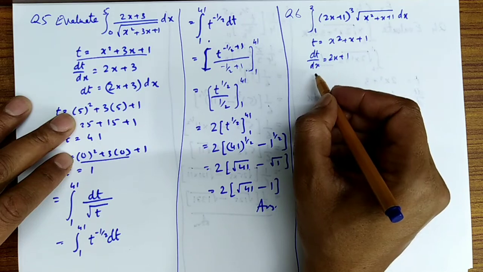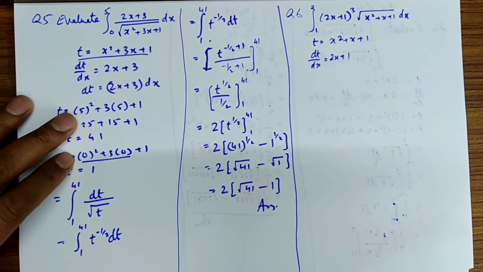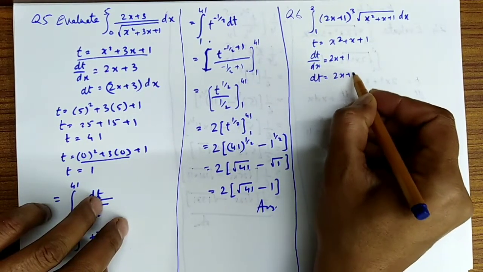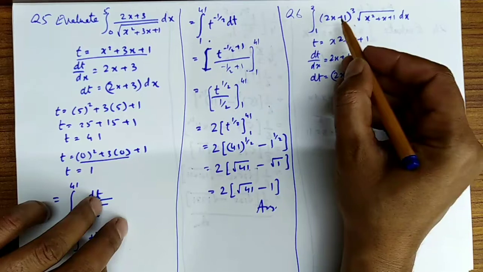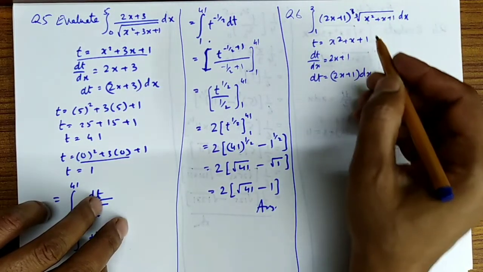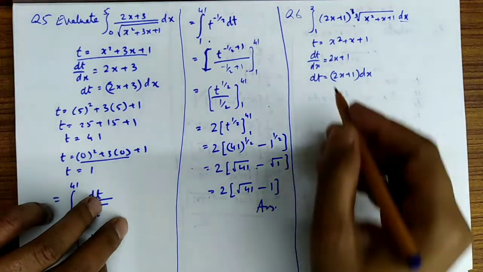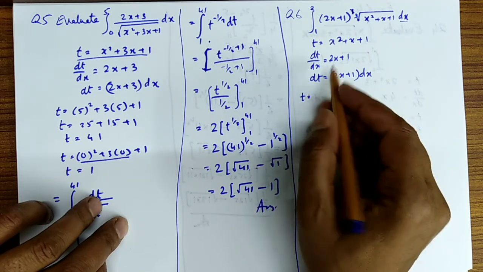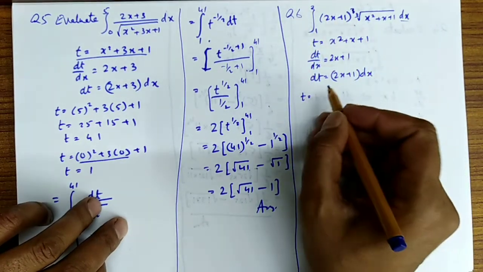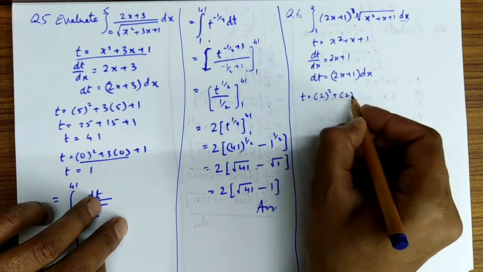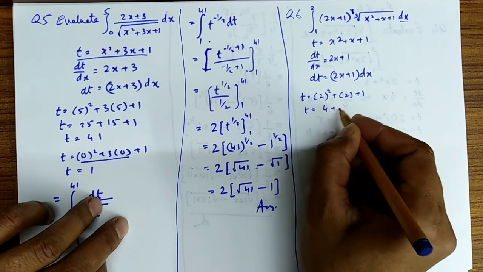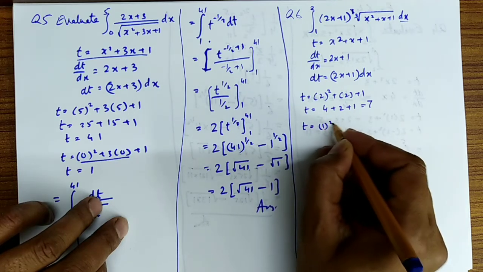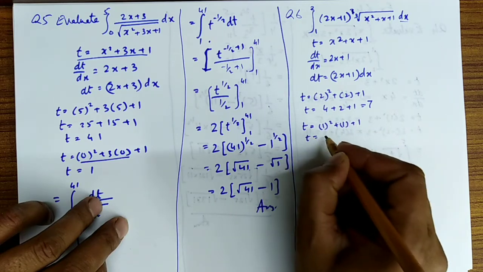So to get the value, I'm going to move this, dt equals 2x plus 1 dx here. So here you can see, sorry, this 3 is over here with the root, 2x plus 1 dx. Now putting the values, or sorry, first changing the limits. First the upper limit, t equals x square plus x plus 1, in place of x we are going to put 2, 2 square plus 2 plus 1, t equals 4 plus 2 plus 1, that is 7. Secondly, 1 square plus 1 plus 1, that is t equals 3.